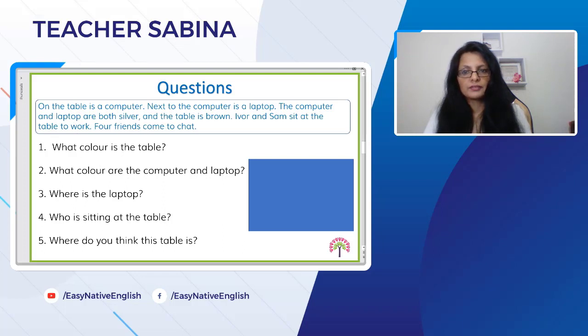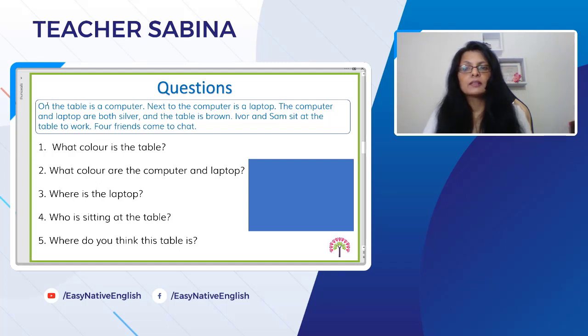So listen carefully. On the table is a computer. Next to the computer is a laptop. The computer and laptop are both silver. And the table is brown. Ivor and Sam sit at the table to work. 4 friends come to chat.